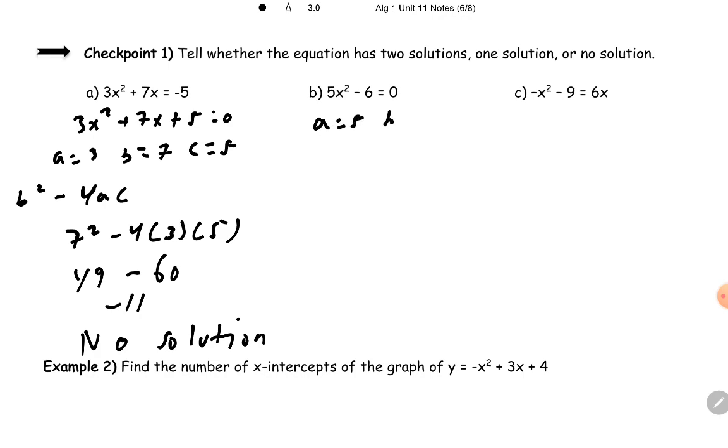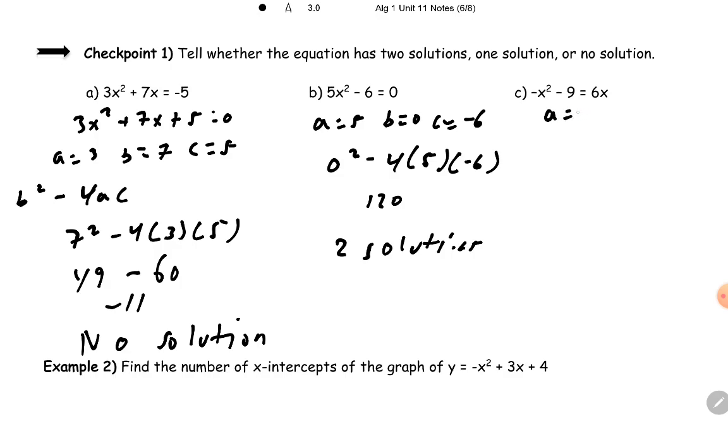A equals 5, b equals 0, c equals -6. So I have 0 squared minus 4 times 5 times -6. So I get positive 120. So that means 2 solutions.